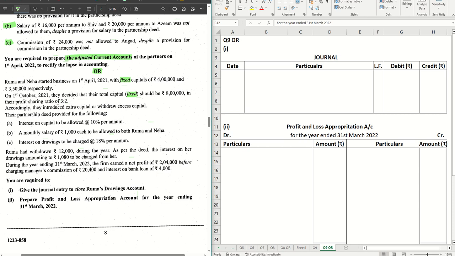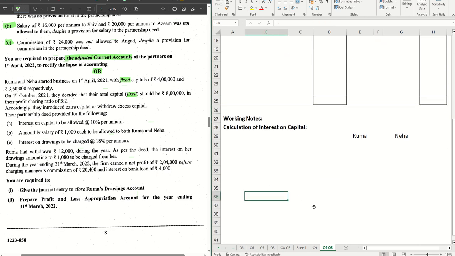All right, so their new capitals, let's calculate. Let's go here at the working notes. The new capitals of Ruma and Neha from 1st October. That will be total of 8 lakhs multiplied by 3 by 5, that is 4 lakh 80,000. And for Neha, that will be again 8 lakhs multiplied by 2 by 5, that will be 3 lakh 20,000. So this will be effective from 1st October 21. This will be required for interest calculation.